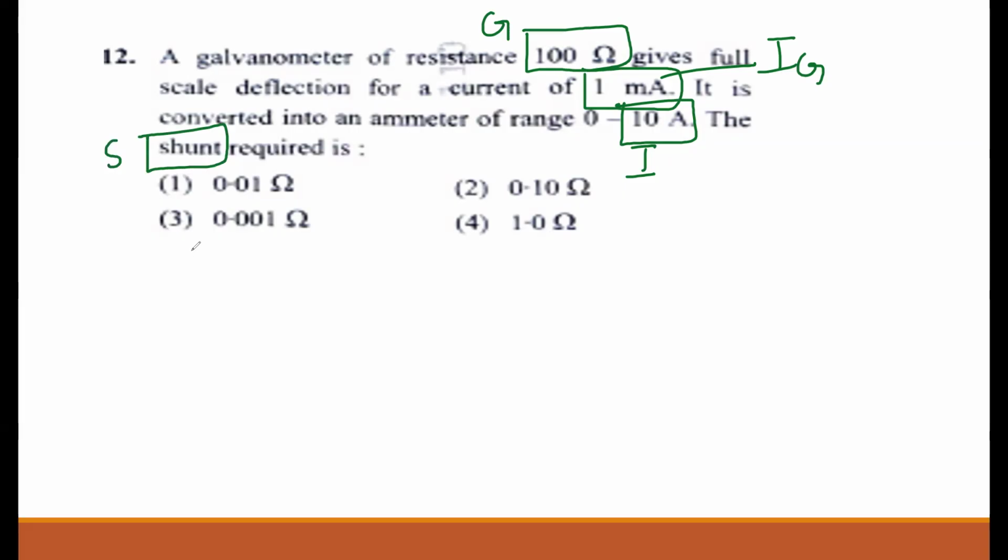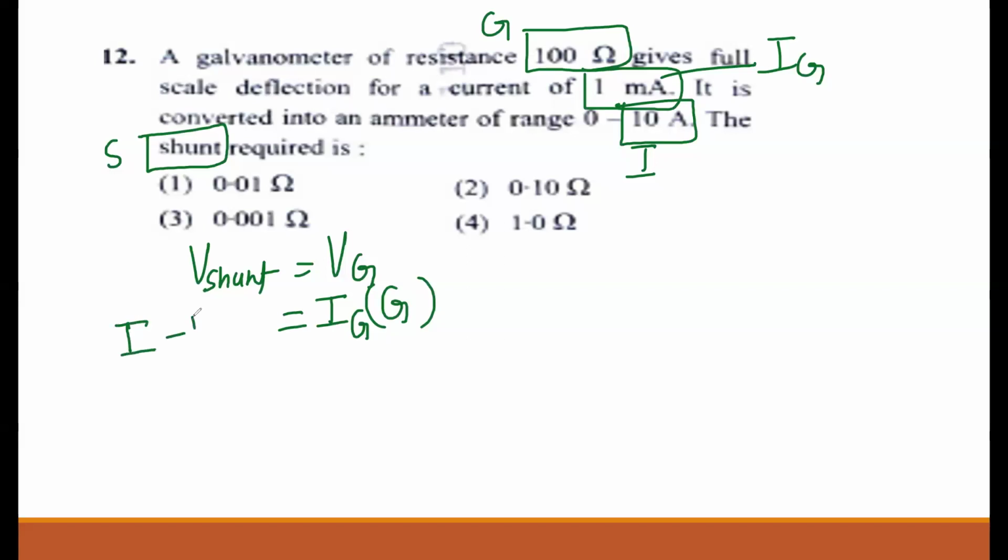Shunt means parallel. So that means the voltage in each branch would be equal. The voltage across a shunt would be equal to the voltage across the galvanometer. So let us assume the voltage across the galvanometer as the current through the galvanometer into the galvanometer resistance, and for the shunt, the remaining current, that is I minus Ig, into the shunt. So now I minus Ig. This Ig is 1 milliampere, which is 0.001 ampere. So now we'll substitute it here.